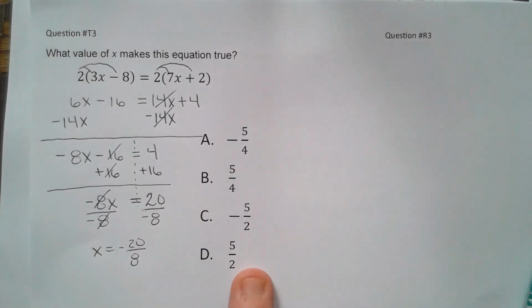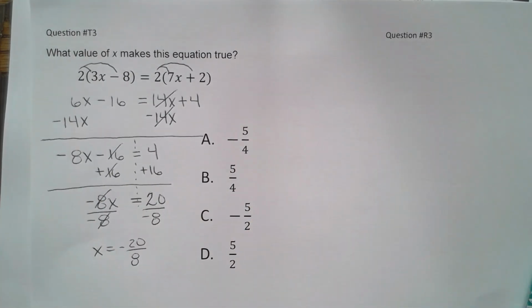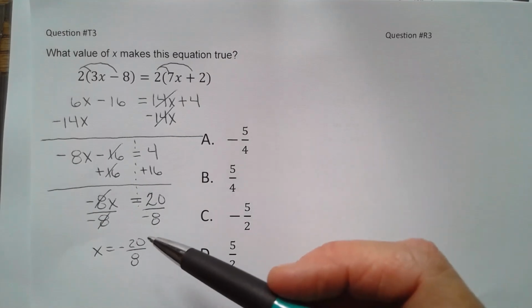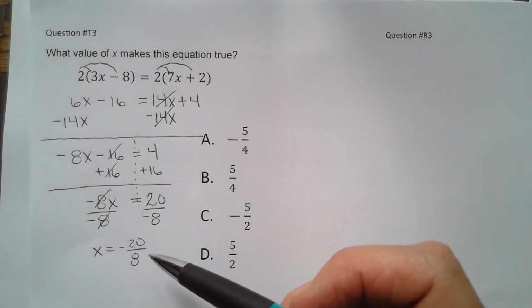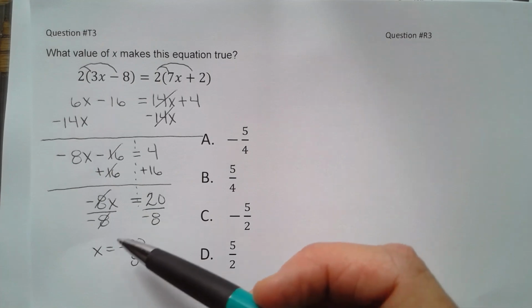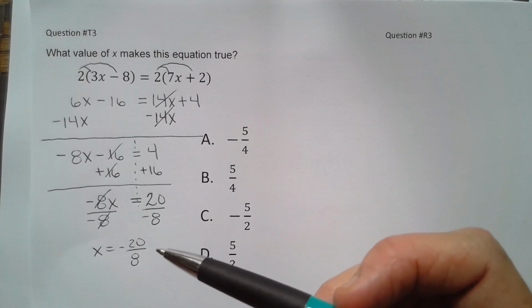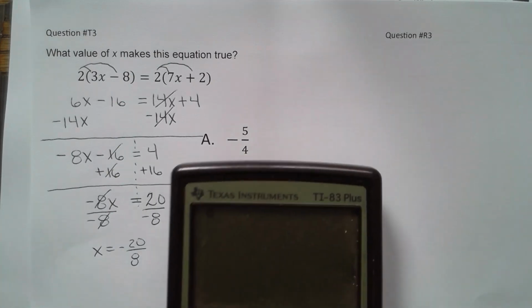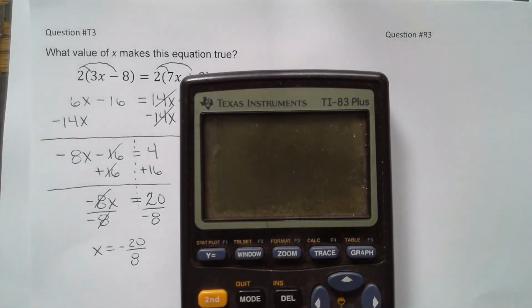I look over here and I don't see that answer. The reason why is 20 over 8 can be reduced. I'm going to show you how to reduce that on the calculator. So hopefully you can reduce on your own. I know that on the EOC, if you have to enter this and it's not reduced, the EOC will still count it correct. But I'm going to show you on the calculator how to reduce this.